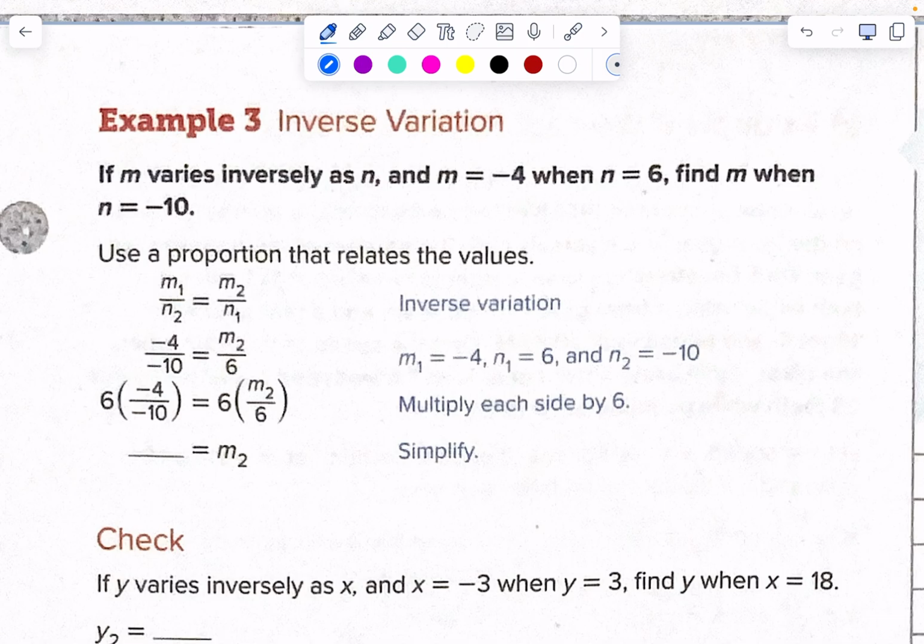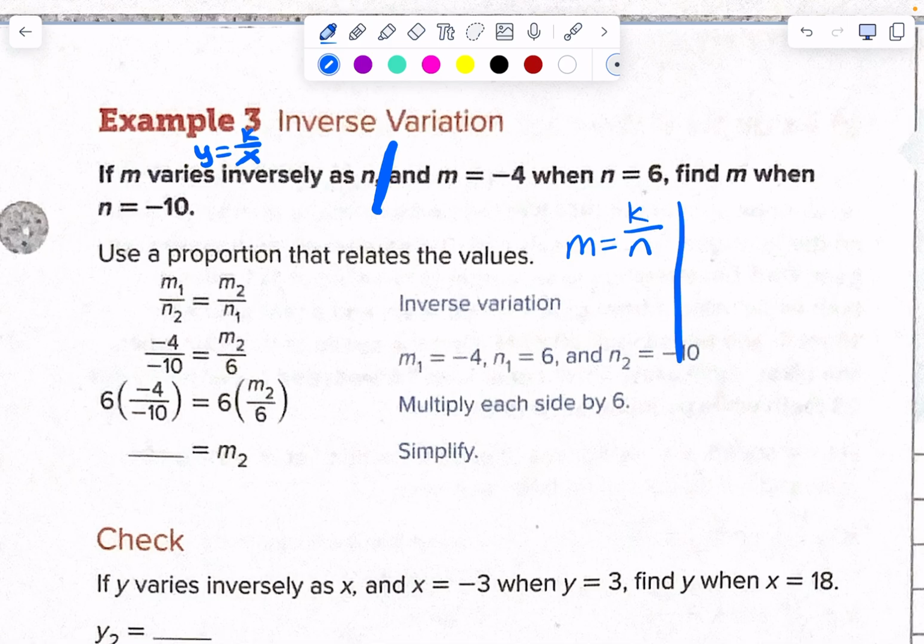Okay, now they're switching the names of my variables. So it says if m varies inversely as n. Normally inverse goes y equals k over x, but they're calling it m and n now. M varies inversely as n. So what's my equation look like? M equals k over n, yeah? Okay, that's my step number 1.